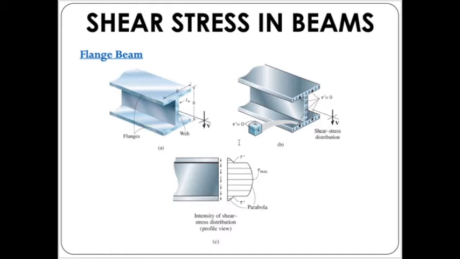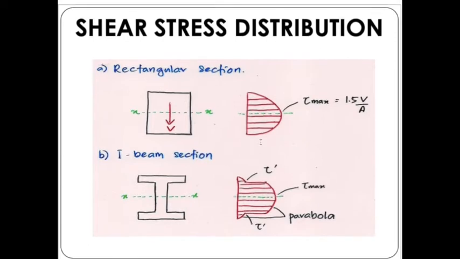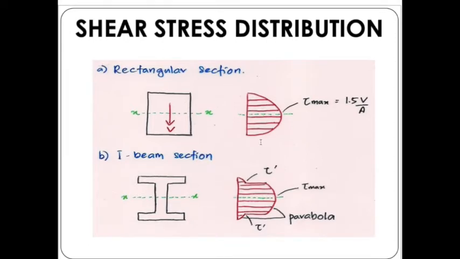So as for this flange beam that is shown here, it is actually for a symmetrical flange beam. However, if it is not symmetrical, then the shear stress distribution will also vary. So later when we go into the example, we will see that the shear stress distribution will be different.